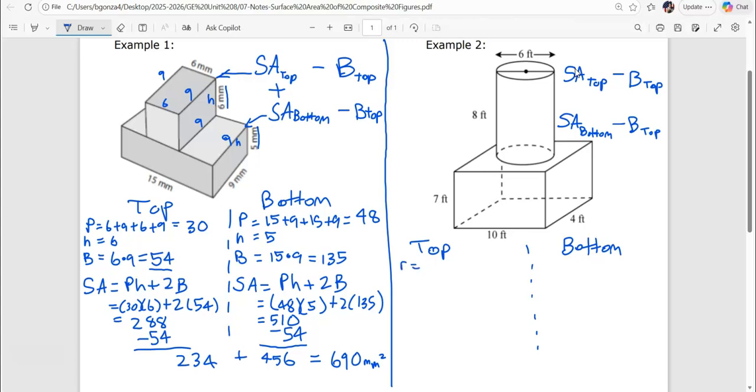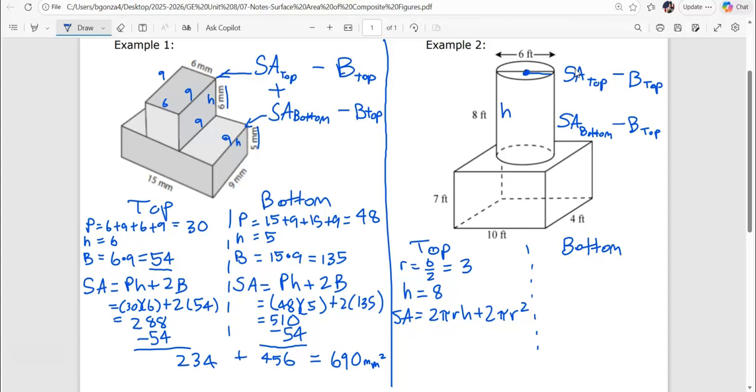What is the radius of the base at the top? Is the radius 6 or no? It's half of 6, right? So 6 divided by 2, which is 3. What's the height of that prism, or cylinder, sorry? 8. And that's good. So for my surface area, 2 pi RH plus 2 pi R squared.